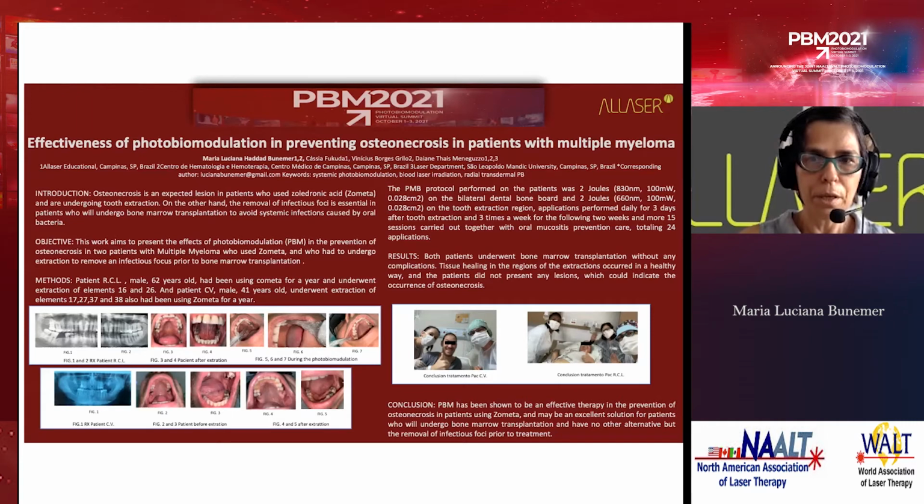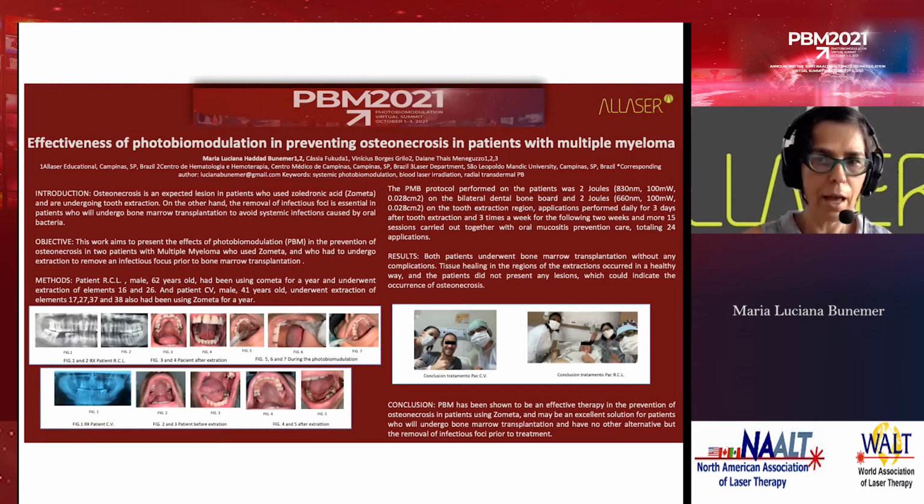The PBM protocol performed was this, as you can see in the poster. The applications were performed daily for 3 days after tooth extraction and 3 times a week for the following 2 weeks, plus 15 sessions performed together with oral mucositis prevention care, totaling 24 applications.